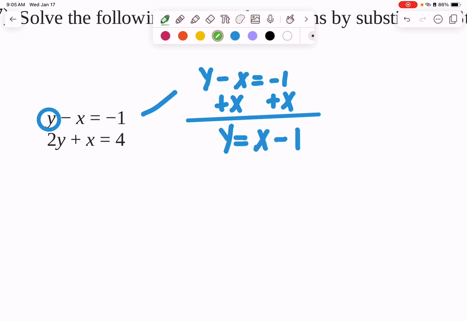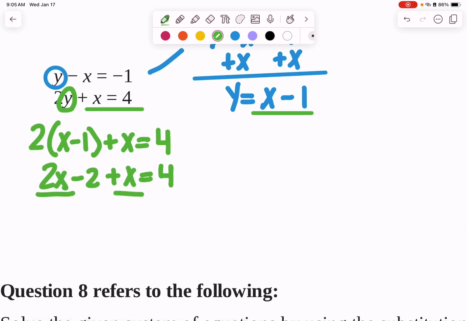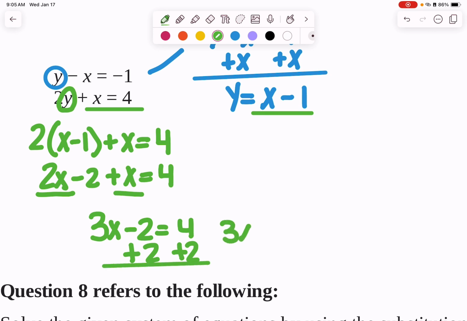Now we go to the second equation, which we haven't touched, and we're going to replace the y with what y equals. So we'll have 2. Instead of y, I'm going to put x minus 1, and then I'm going to write the rest of this down. Plus x equals 4. All right. 2 times x is 2x. 2 times negative 1 is negative 2. Plus x equals 4. 2x plus x is 3x. Minus 2 equals 4. Let's add 2. We get 3x equals 6. Divide by 3. x equals 2.